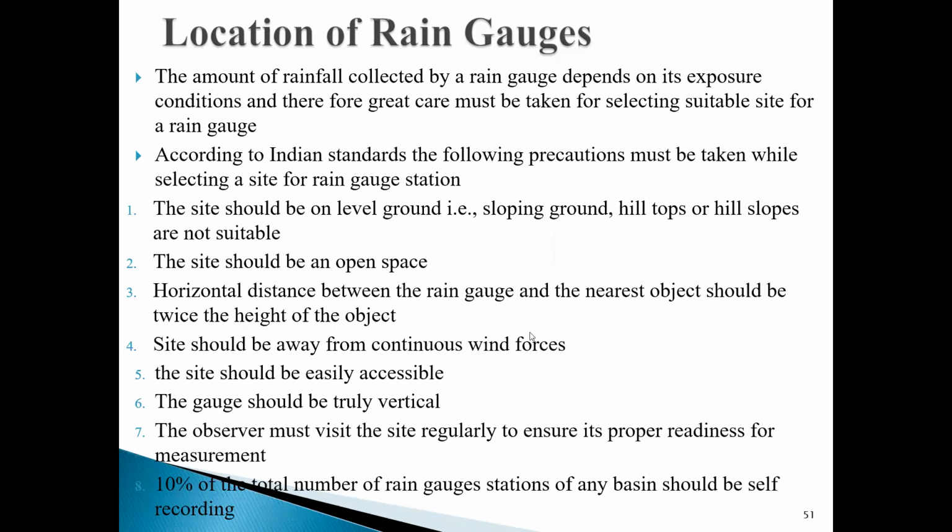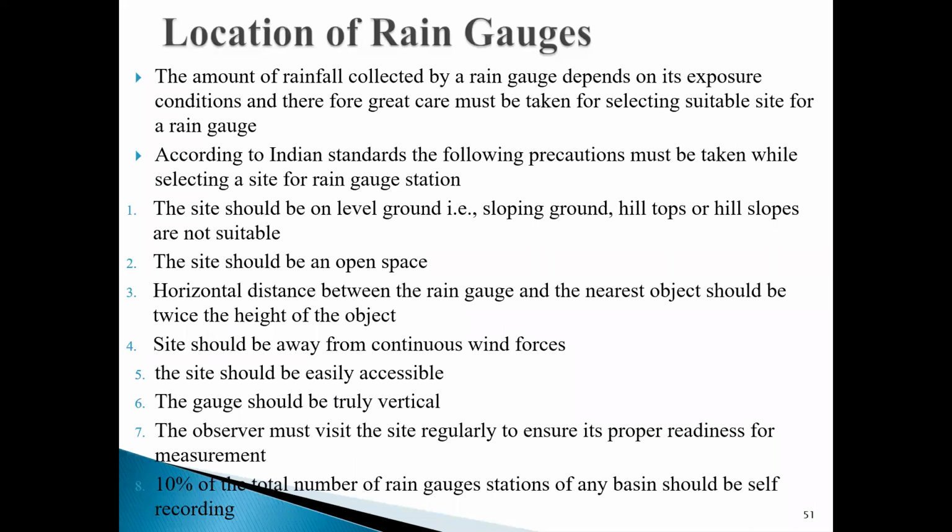So it is preferable to select an area where you have the least wind flow forces effect. Next, the site should be easily accessible, since there are two types of rain gauges. One is the non-recording type of rain gauge. The second one is the self-recording type of rain gauge.